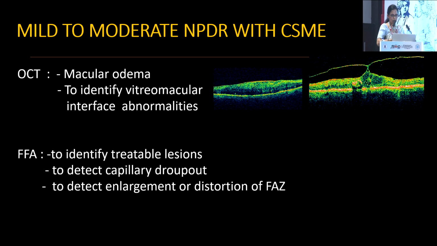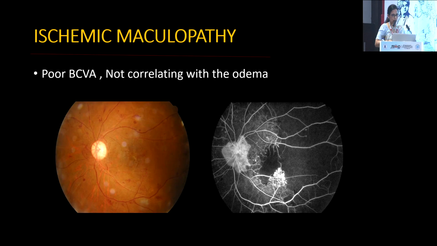First is to identify any treatable lesions. That is, you may be thinking the patient has NPDR, but the patient would have some new vessels which are picked up by the angiography. Second, to detect any ischemic areas, that is capillary dropout, and to detect enlargement or distortion of the foveal avascular zone.